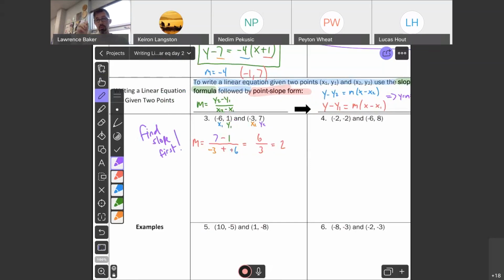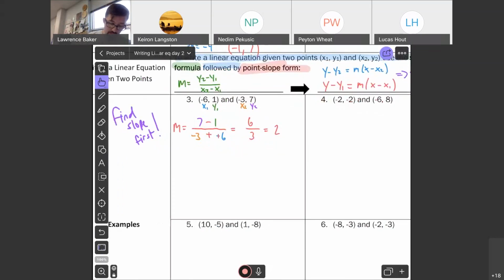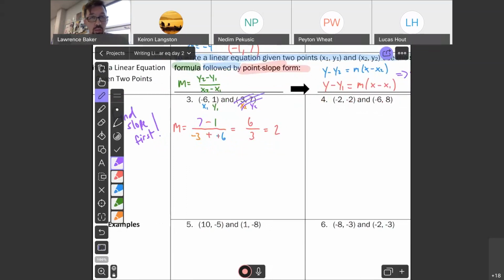Slope tells you how to move from point to point to point, okay? So it gives you that relationship between all the different points. So that's why it's so important to find it first. And then we go into the point-slope form. It doesn't matter which point you grab, but just be consistent about it. Sometimes it can be helpful to cross one of them out so you don't go back and look at those numbers. Okay, so I'm going to use the first point.